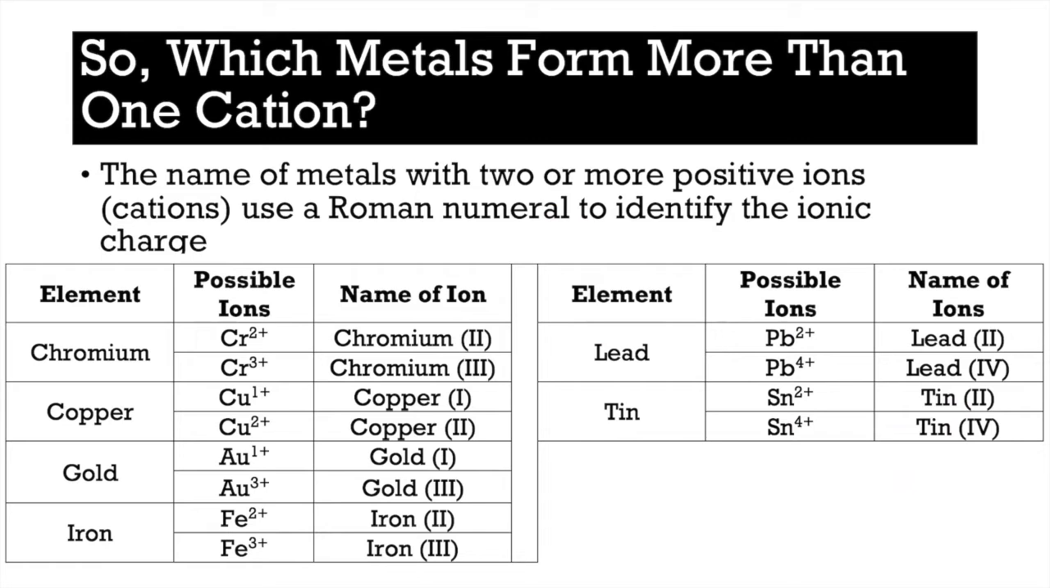If it does, we have to give it a name. So if we have chromium, for example, there is a +2 version of it, and there is a +3 version of it. I'll show you how to figure out which one it is, but you also have to name it. You can't just say, oh, I have chromium in my compound. You have to say which one. And that's where these Roman numerals come from.